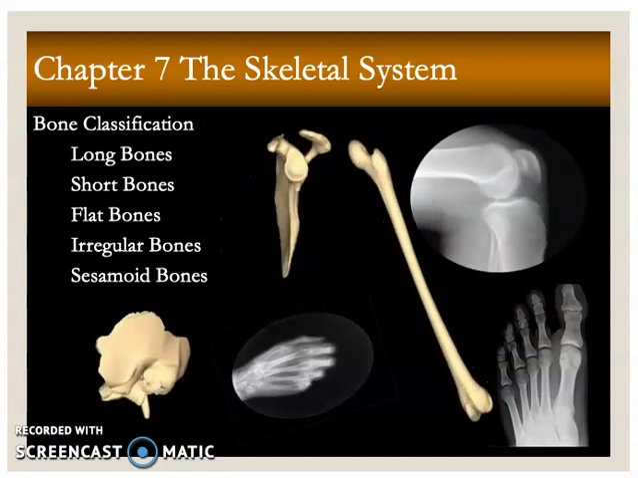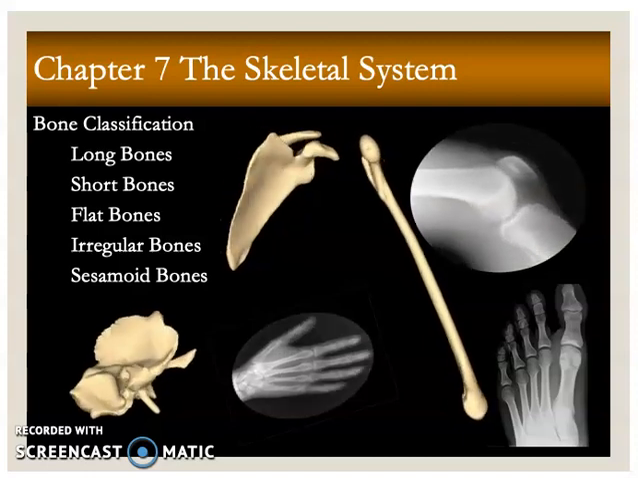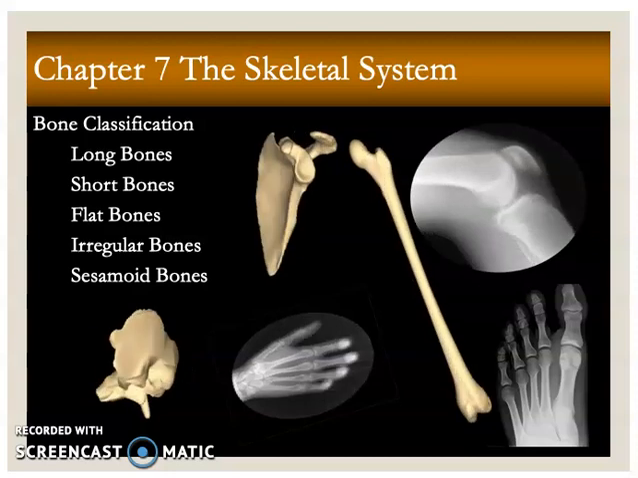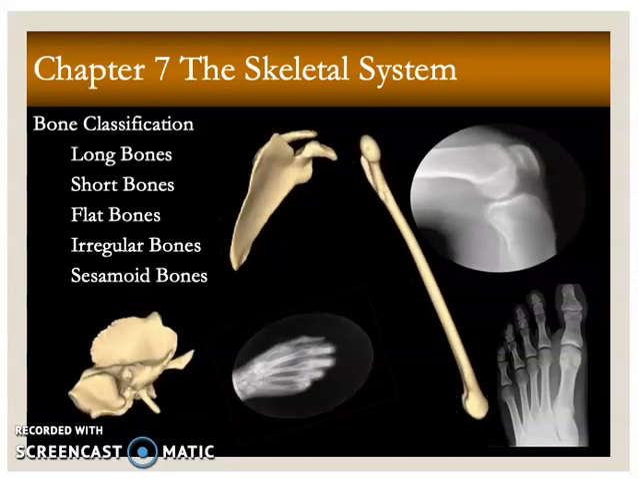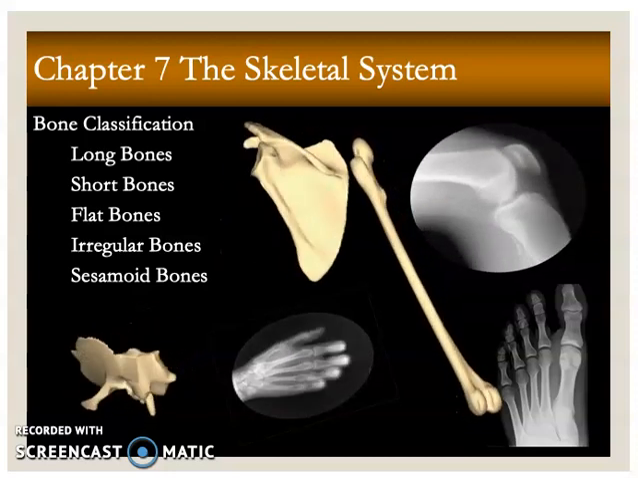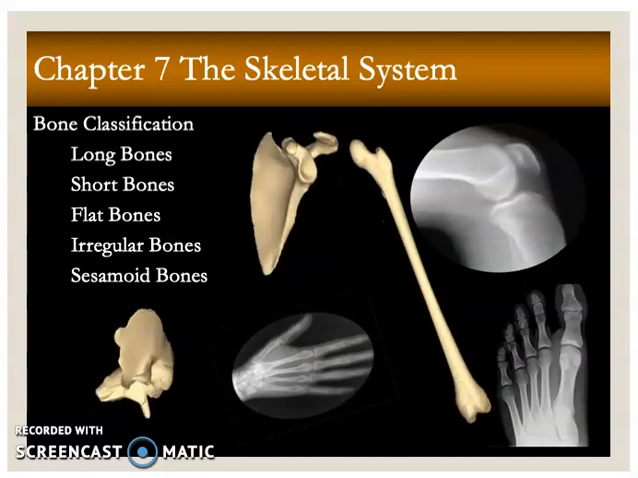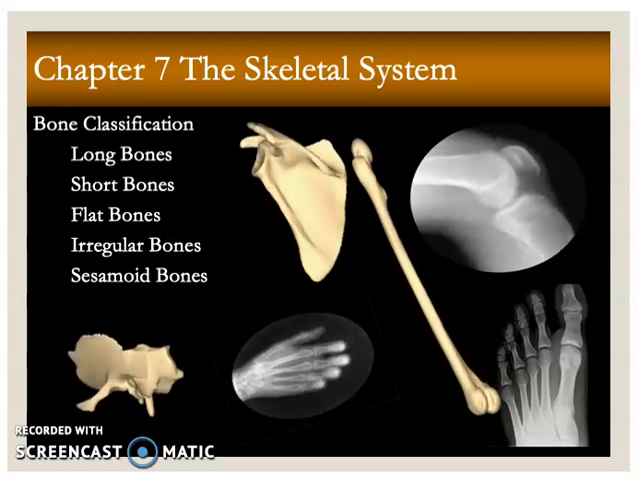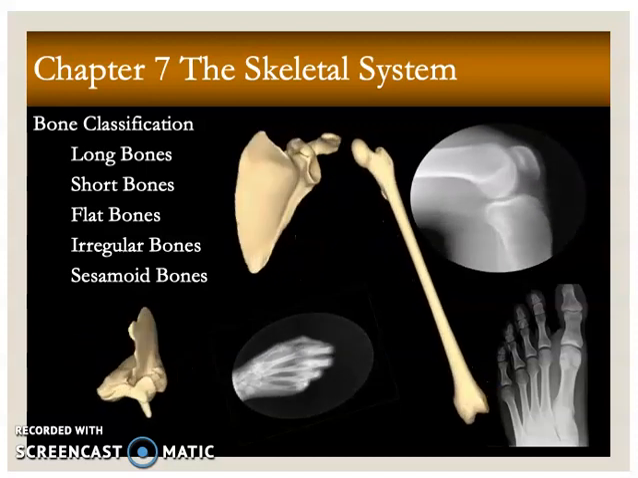In the lower center, there's an X-ray of somebody's hands, and the bones of the wrist are actually considered short bones. So those carpals and the bones of the ankles, the tarsals, are the short bones. So that's it in a nutshell. We've got long, short, flat, irregular, and sesamoid bones, and there's some examples of each one.